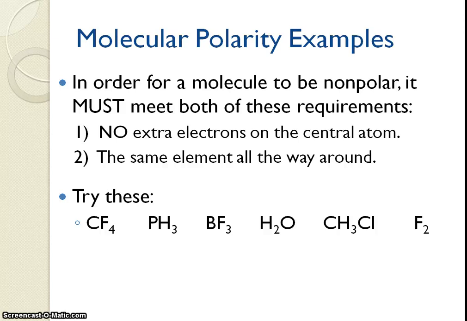For the next one, you put carbon in the middle. You have 3 hydrogens and 1 chlorine around the carbon. So even though carbon doesn't have any extra dots, you don't have the same element on the outside because you have 3 hydrogens and 1 chlorine, so it's going to make the molecule lopsided in terms of the charge, which makes it polar. So it doesn't fit the second criteria there. And for the fluorine, there is no central atom because all you have is just 2 atoms bonded together, and since it's the same type of element, it's going to end up being nonpolar.